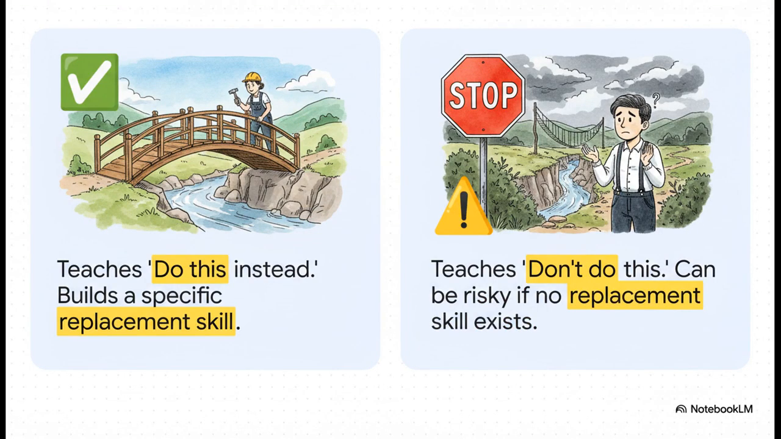Now, this slide is critical for telling these two apart. Think of it like this. DRA builds a bridge to a better behavior. It teaches do this instead. DRO just puts up a don't do it sign. And because DRO reinforces literally anything other than the problem, it can be pretty risky. You might accidentally end up reinforcing some other random unhelpful behavior. That's why DRA is usually the safer, more constructive way to go.